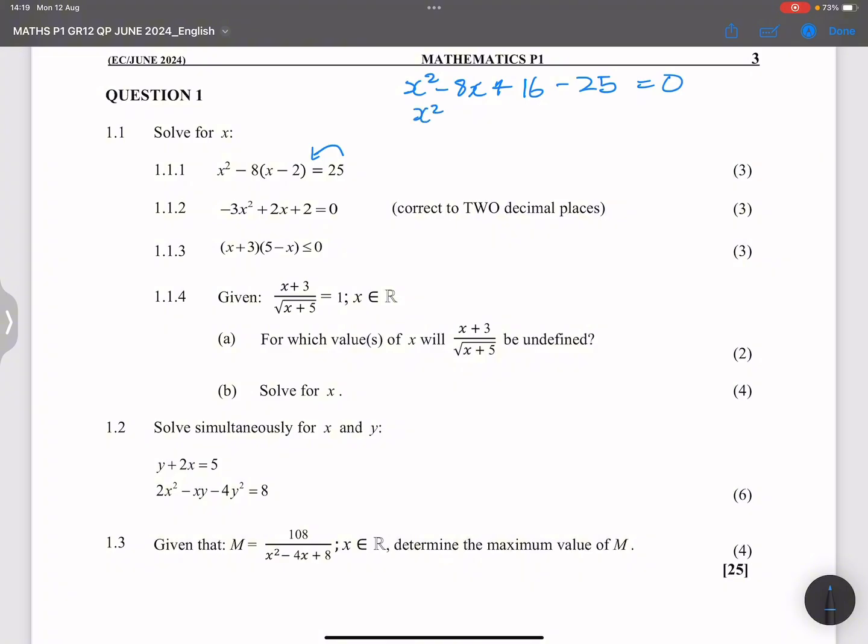And I'm left with x squared minus 8x. This will be minus 9. 16 minus 25 will give us negative 9. And so we can actually just factorize there. This will be x times x gives us x squared. Factors of 9 such that when we subtract them give us 8. That will be 9 and 1. So this one will be negative and that positive. And so we've got x is equal to 9 or x is equal to negative 1. Now that is our first question.